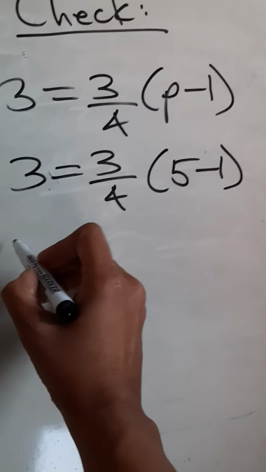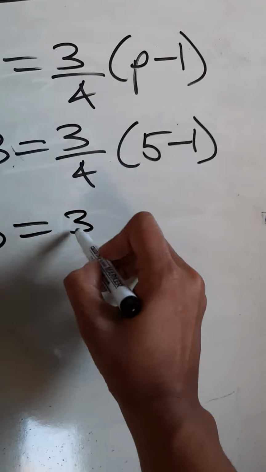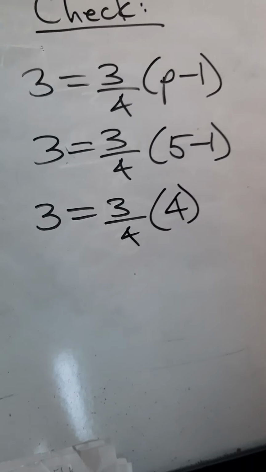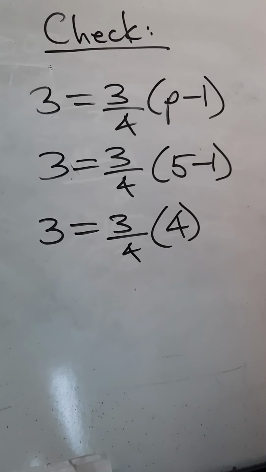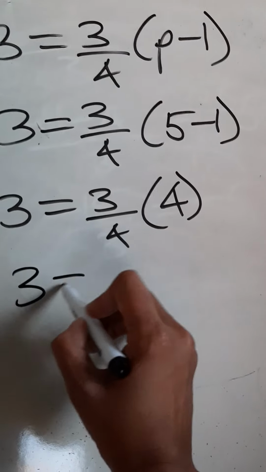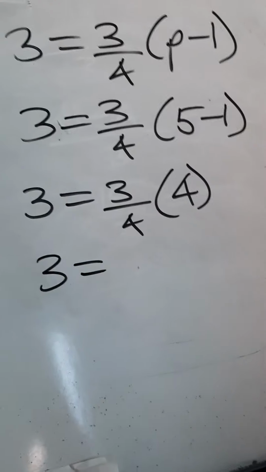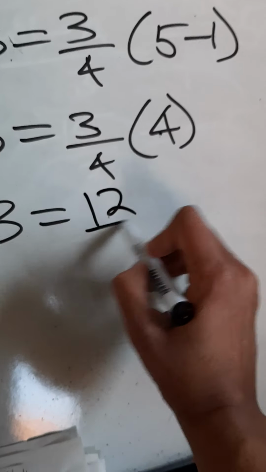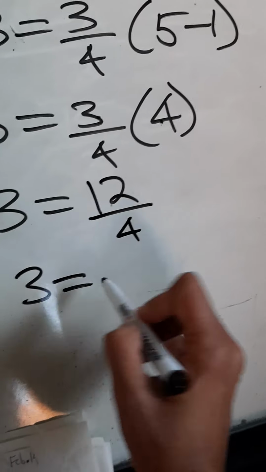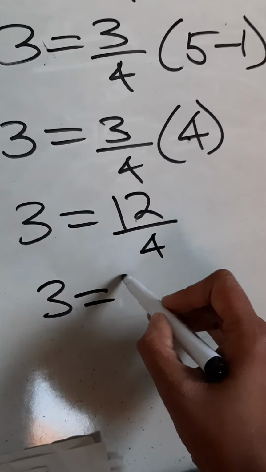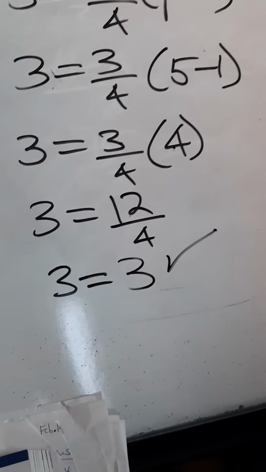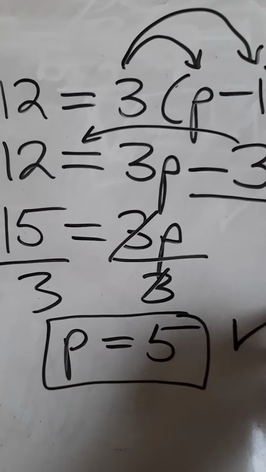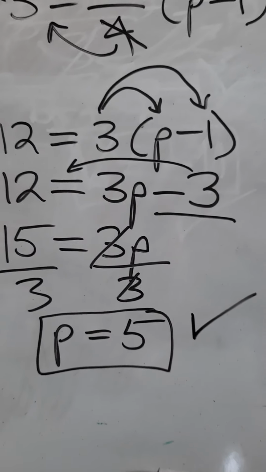So you notice the left side is still equal to 3. So I have 3 over 4 times 4. We're doing the brackets there: 5 minus 1, so 4. And then 3 equals, here you're going to multiply the numerators together. So 4 times 3, which is 12 over 4. And then we see 12 divided by 4 is also equal to 3. So 3 is equal to 3. So I know with 100% certainty that p equals 5 is my final answer.